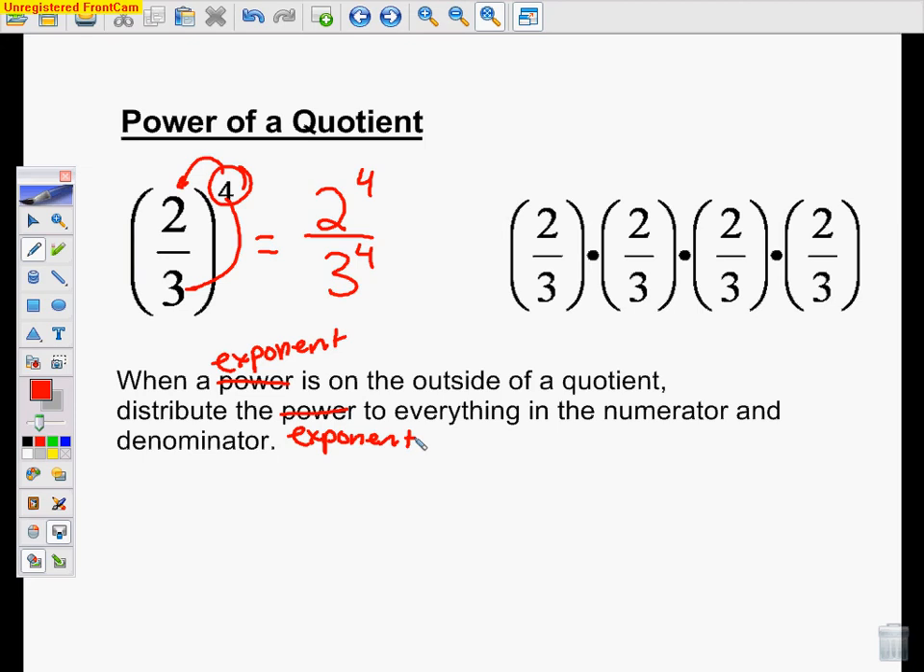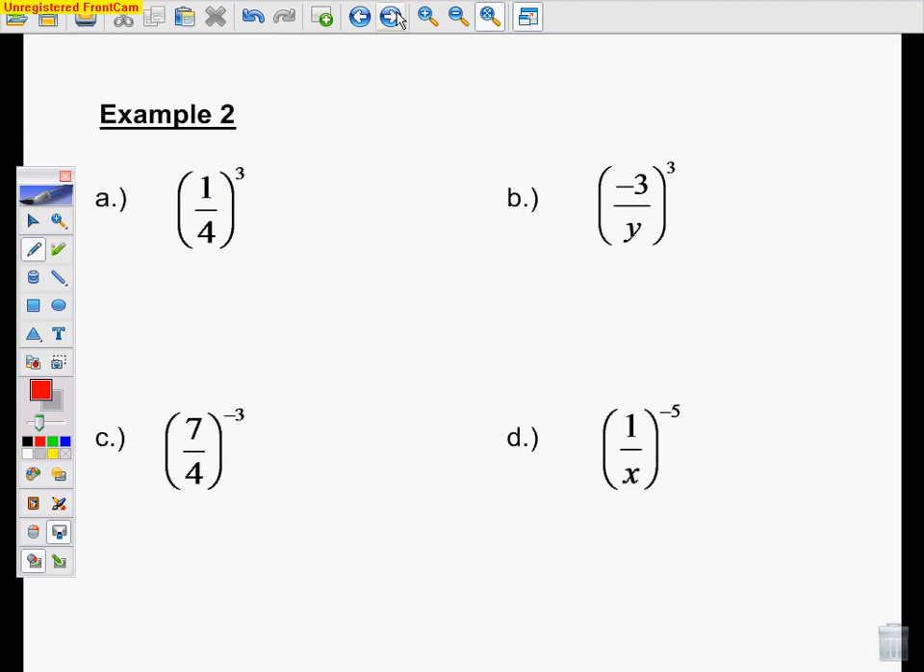and denominator. Okay? So, in example 2a, we have an exponent of 3, and that 3 can be distributed to the numerator and denominator. So that'd be 1 to the 3rd over 4 to the 3rd. Right? And we know 1 to the 3rd power is 1. 4 to the 3rd power is 64.